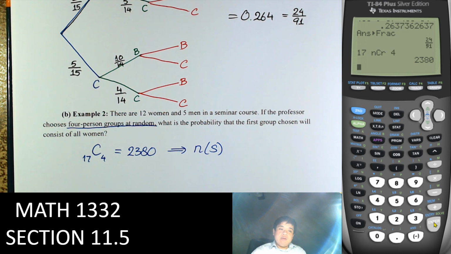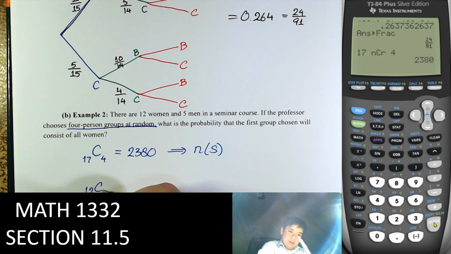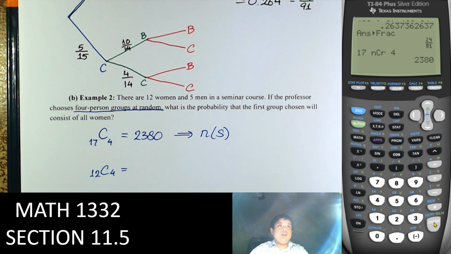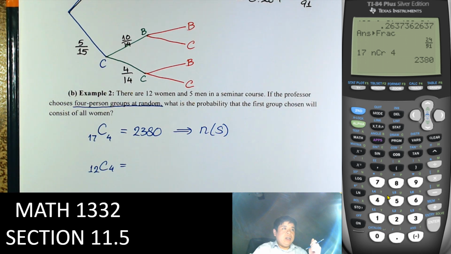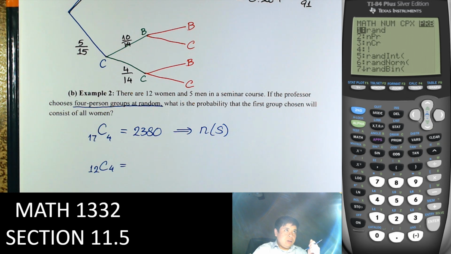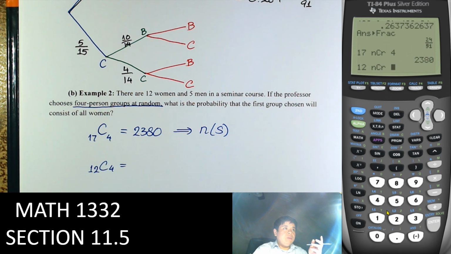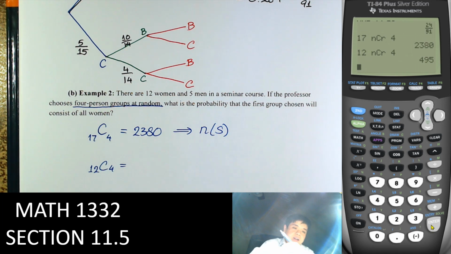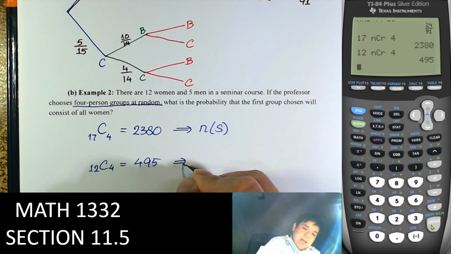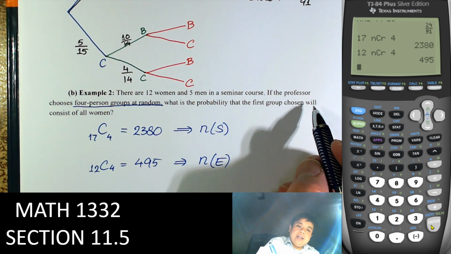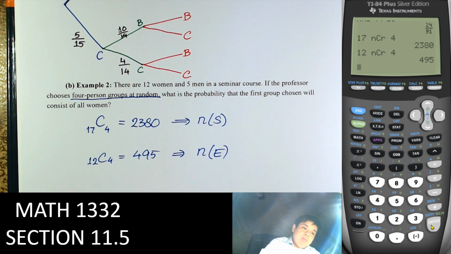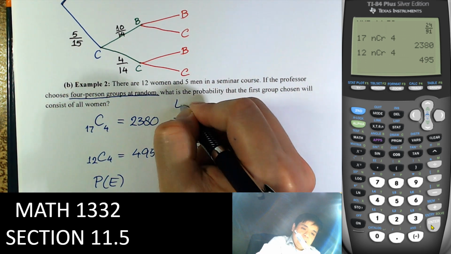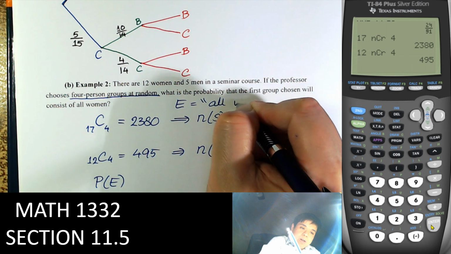What is the probability that the first group chosen will be all women? Alright, there are 12 women. If all 4 of them are chosen to be women, we have 12 choose 4, and we have that 495. This is the number in that particular event of all women being chosen. So the probability of getting that event is the all-women group over the sample space.